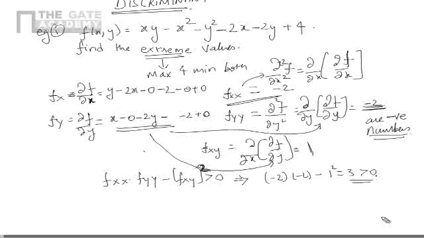Now the condition for existing maxima minima is what? Fx equal to 0, fy equal to 0. This will imply that y minus 2x minus 2 equal to 0, and this will imply that x minus 2y minus 2 equal to 0.